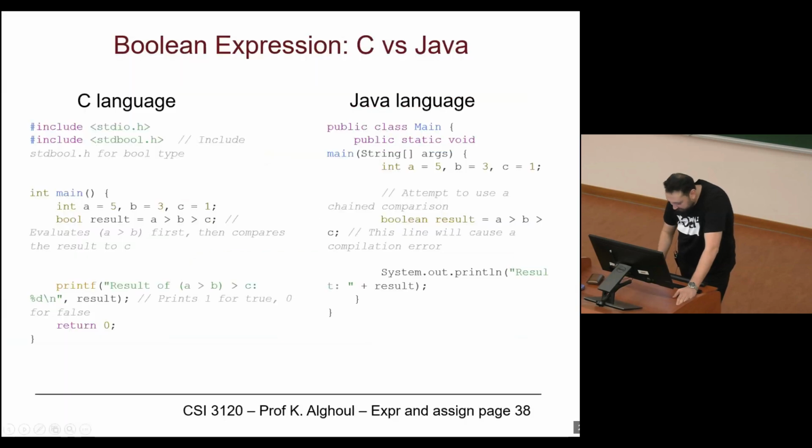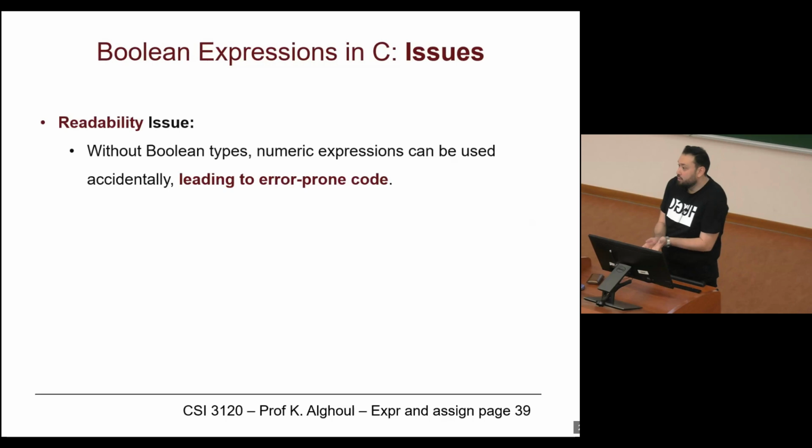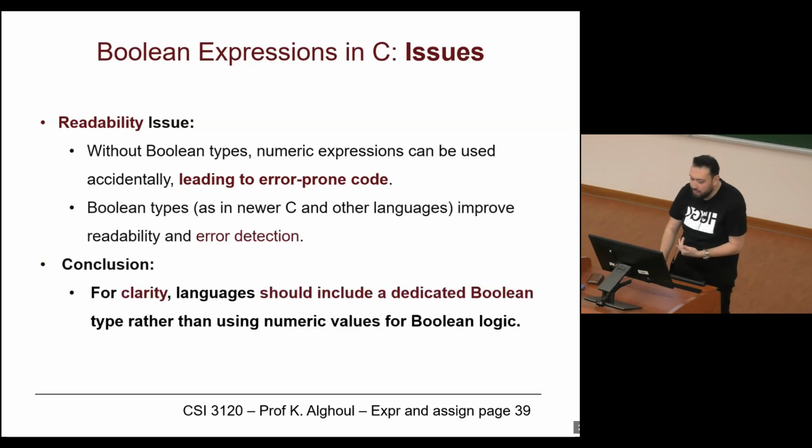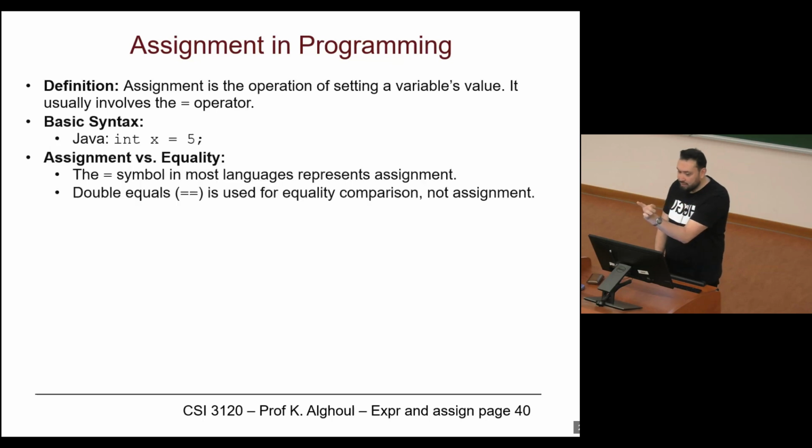Okay, let's continue. Boolean expressions in C issues: we said readability is a big issue, right? Because I'm having int for Boolean and int for int. So this is not good. Conclusion: for clarity, a language should include a dedicated Boolean. That's very important for you to always remember. Now, assignment in programming is very clear. It's either equal or what? Double equals is used for equality comparison, not assignment, right?